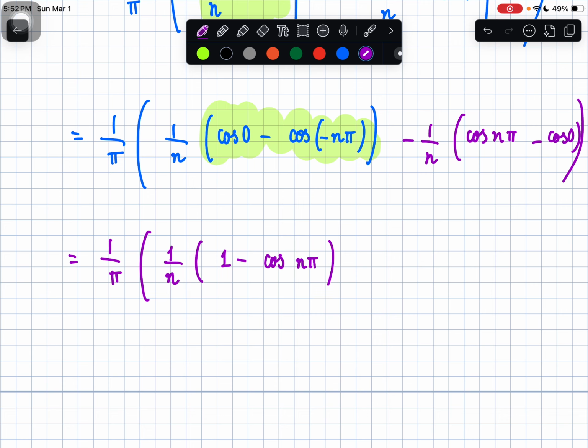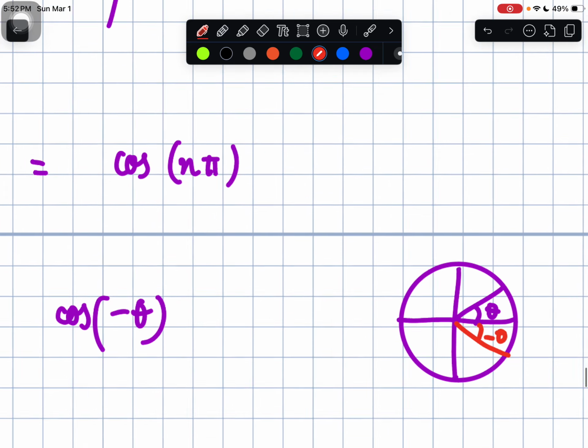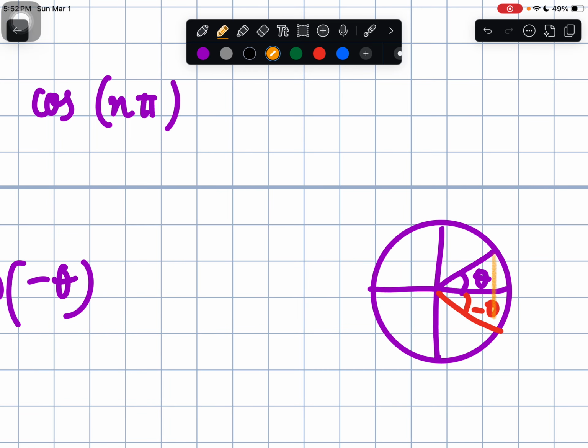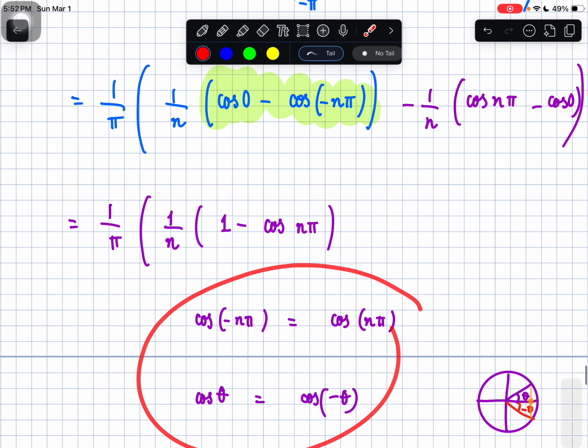So cosine minus n pi equal to cosine n pi. In general, cosine theta equal to cosine minus theta. So I draw this unit circle here. Say we have theta and minus theta. They will give us the same cosine. This is the cosine. That's why we have this. That's for the first term.